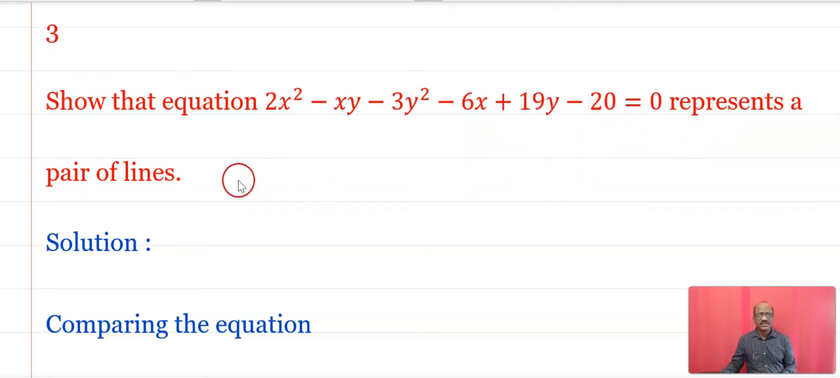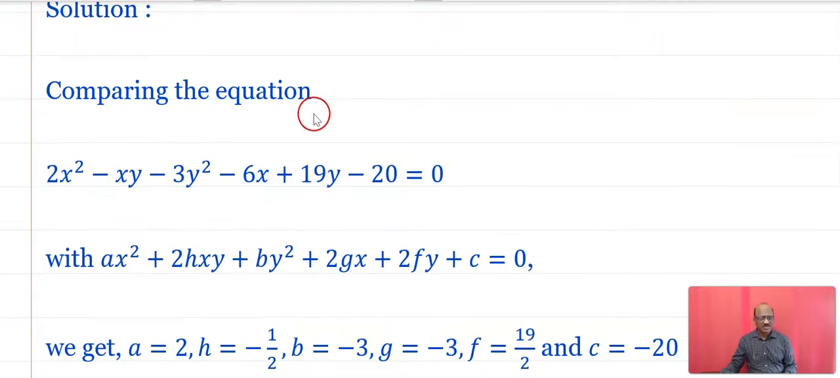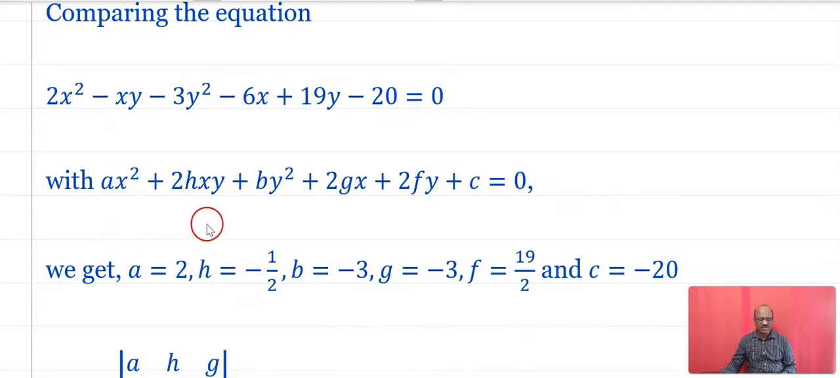Okay. Next, show that 2x square minus xy minus 3y square minus 6x plus 19y minus 20 is equal to 0 represents a pair of lines. Again, comparing this with ax square plus 2hxy plus by square plus 2gx plus 2fy plus c is equal to 0, it's clear that the value of a is 2. What about h? h is minus 1 upon 2.